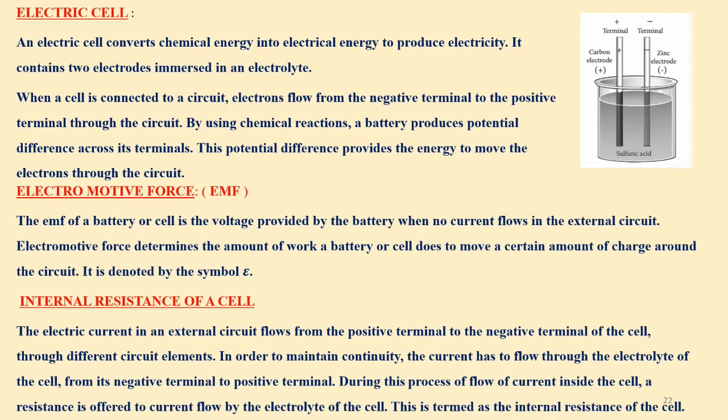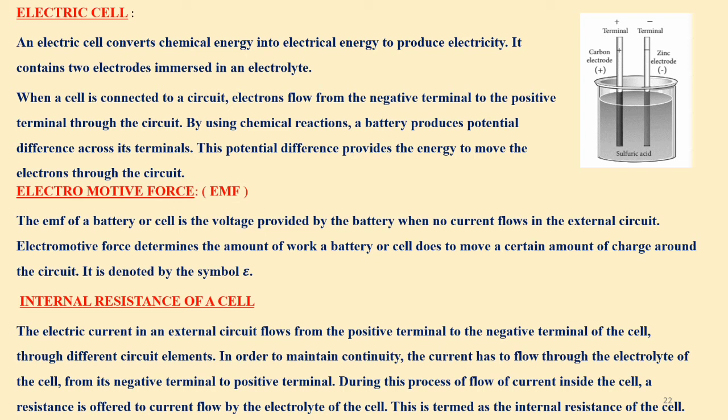Let us now define some simple definitions in electrical terminology. The first one is electric cell. You can look at the diagram in which there is a beaker consisting of sulfuric acid and a carbon rod and a zinc rod, metal rods. They are inserted into the sulfuric acid.